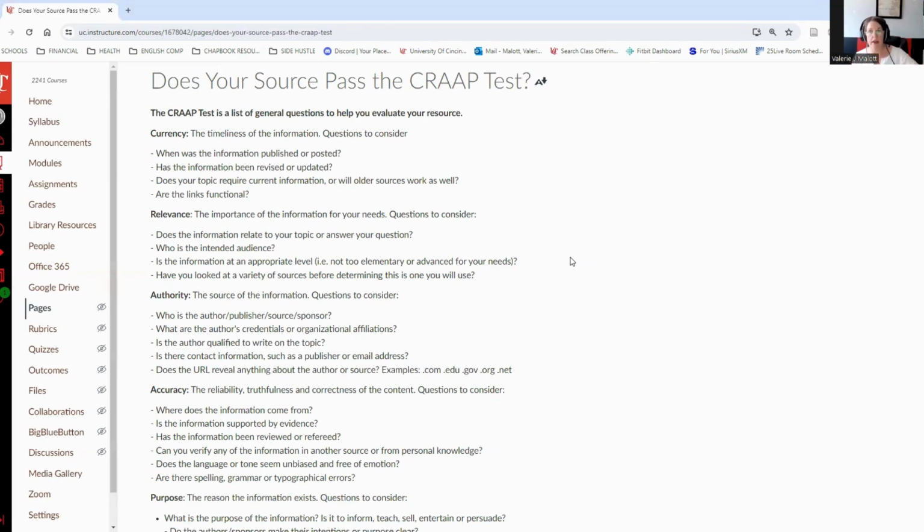Those are the 5 things, the 5 criteria that will help you to make sure that the information that you're consuming and evaluating is actually worthwhile, right? So, currency has to do with the timeliness of the information. When was it published? Has it been revised and updated? Does your topic require current information, or is your topic okay enough that you can use older sources as well?